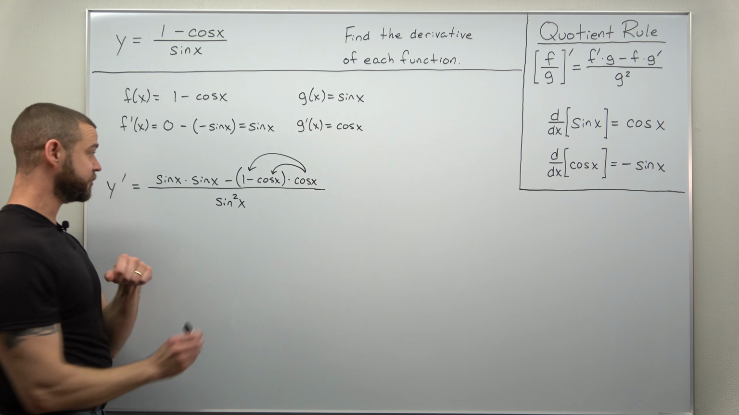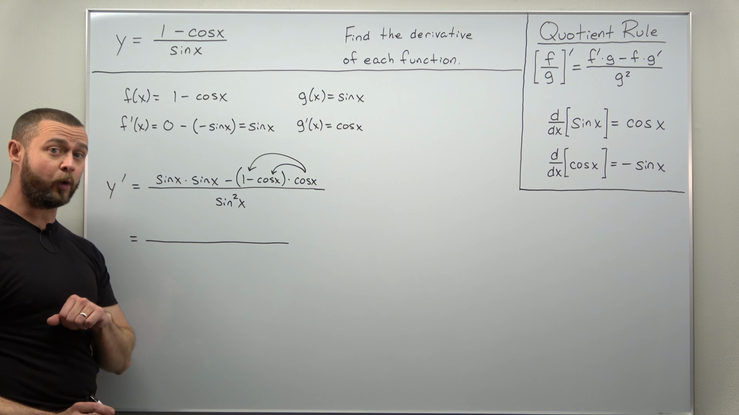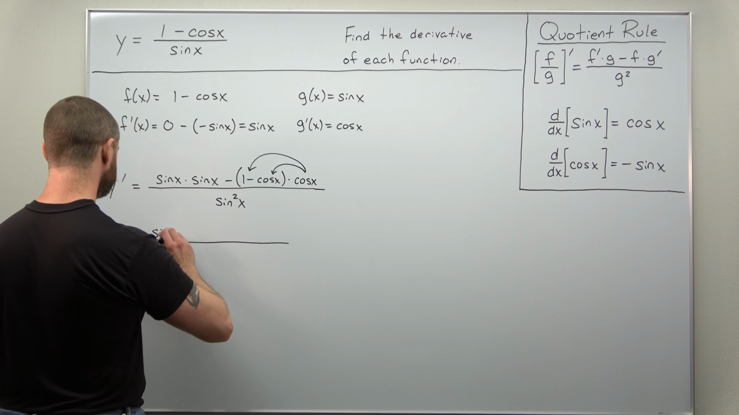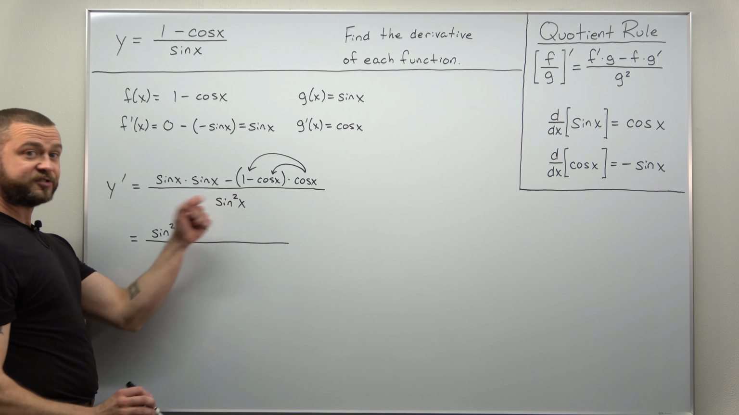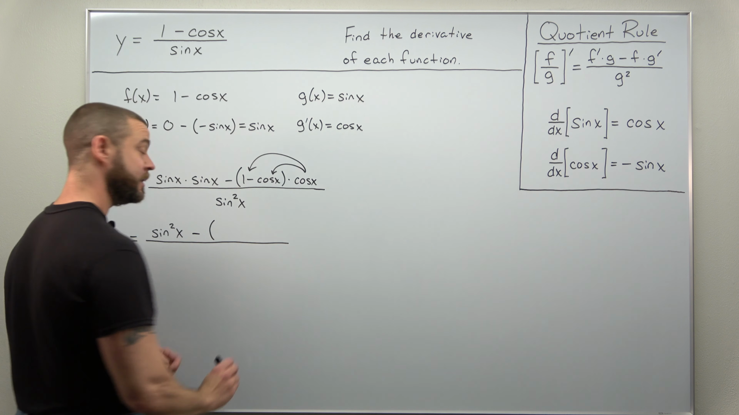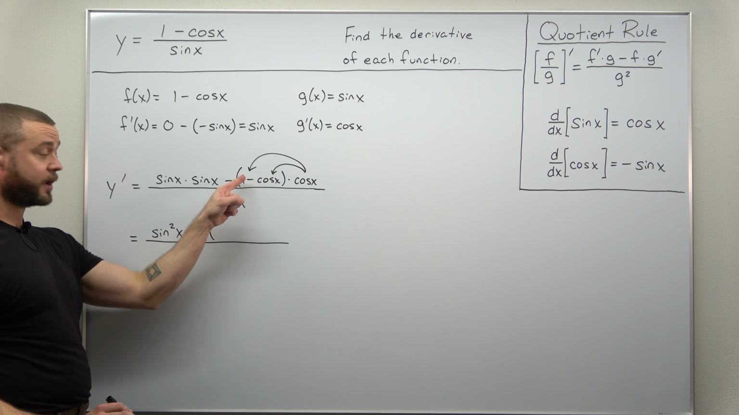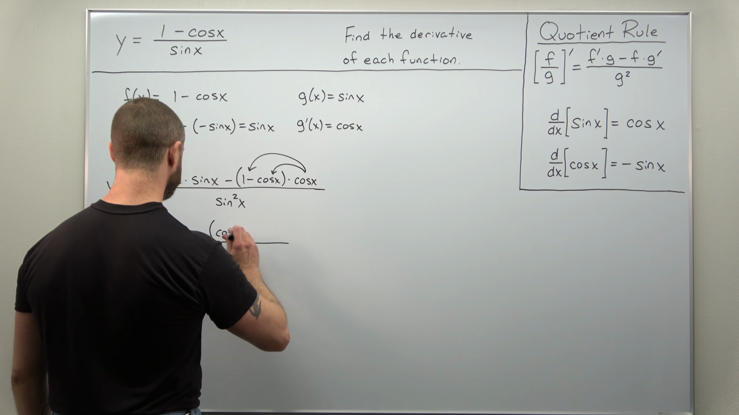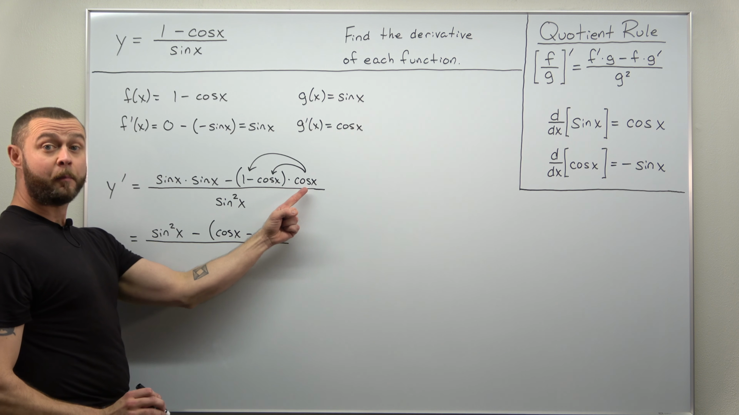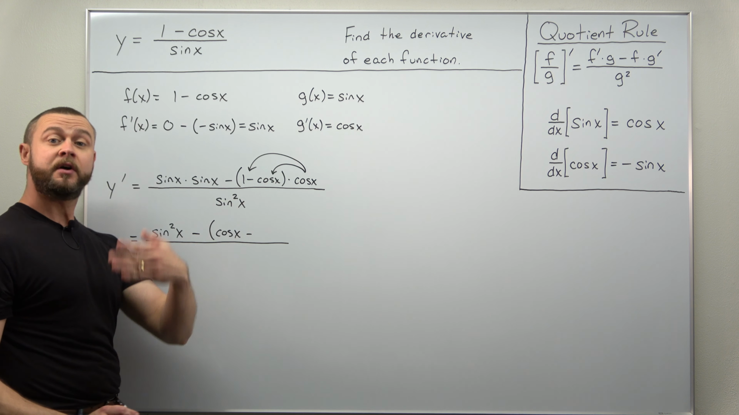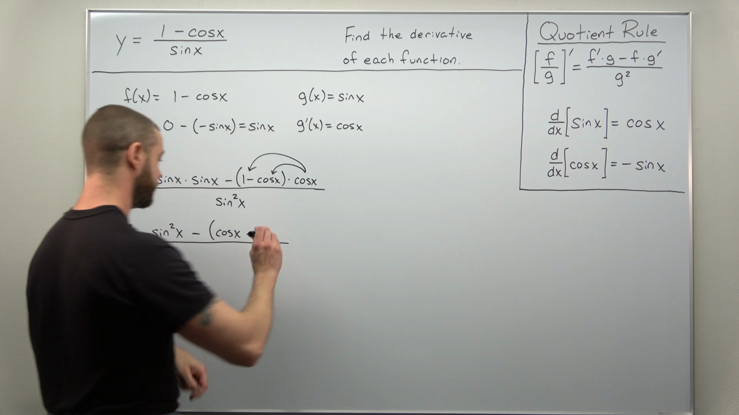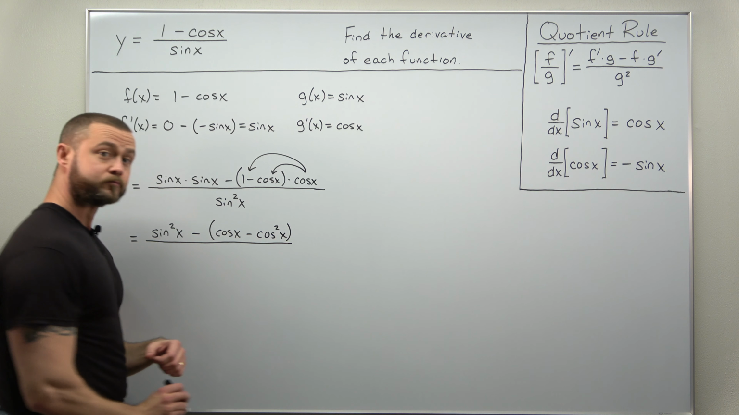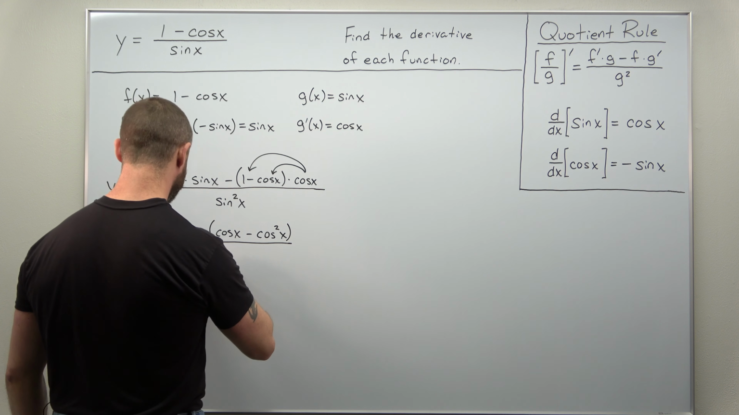Again, one of the best tips is take your time and try not to do too much all at once. So first terms, we'll rewrite them as sine squared of x. We have our subtraction, or minus. And now a set of parentheses, but we're just distributing cosine of x inside. So the first part, we're going to get cosine of x. And then multiply cosine of x by cosine of x. We'll rewrite that as cosine squared of x. And the denominator is still sine squared.